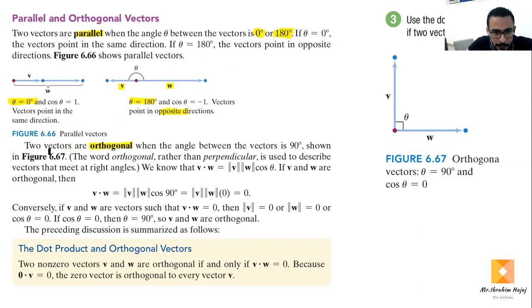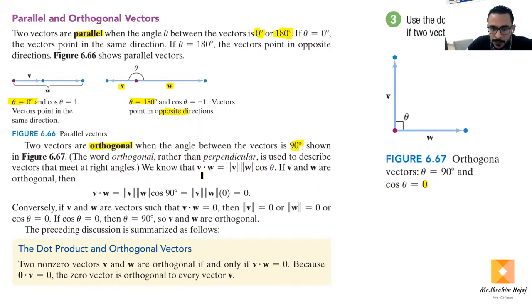For the perpendicular vectors, or the orthogonal vectors, two vectors are orthogonal when the angle between the vectors is 90 degrees. Shown in this figure 6.67, orthogonal vectors, theta is 90 and cosine 90 is 0. Cosine 90 is 0, okay? And we use orthogonal rather than perpendicular to describe vectors when they make a 90 degrees angle between them.